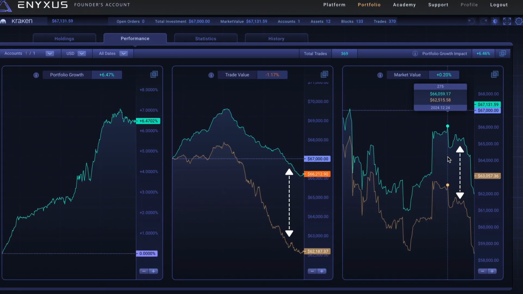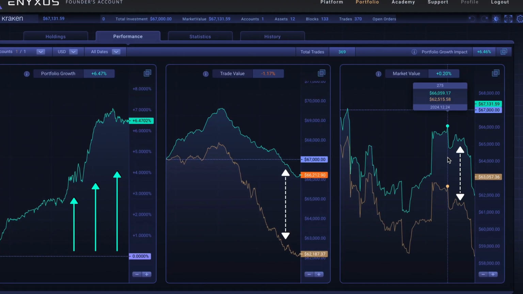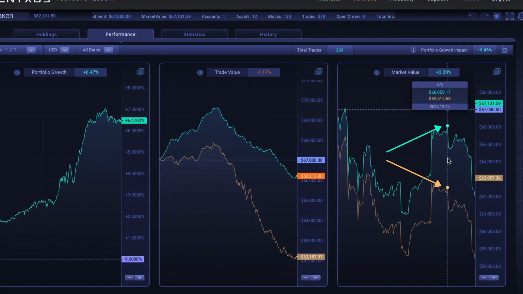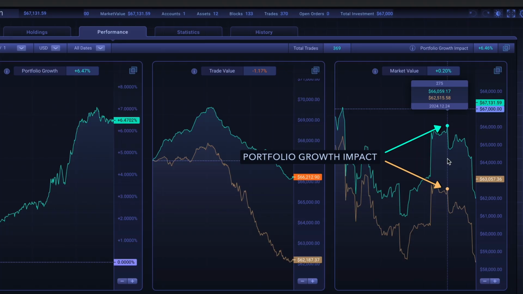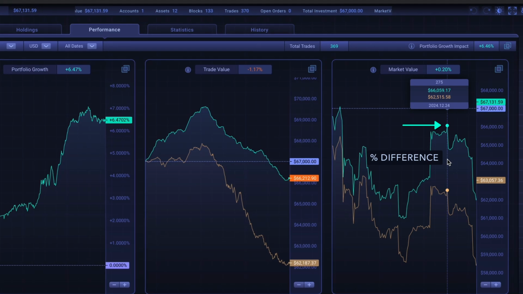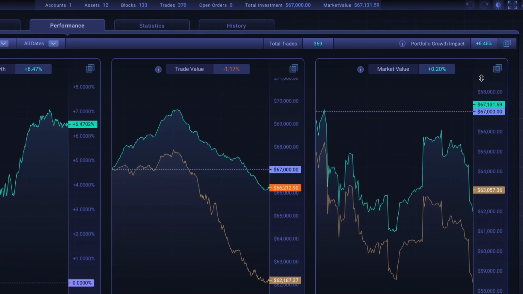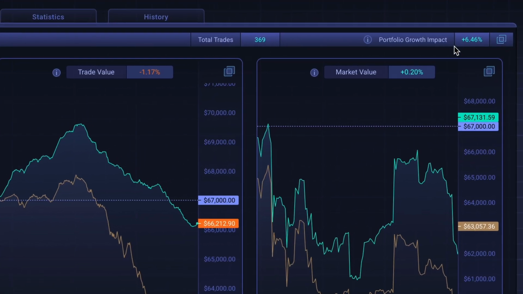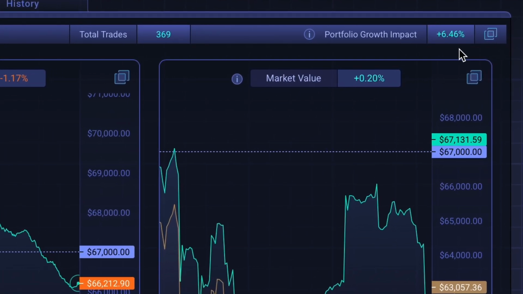Over time, the difference between these lines and our actual trade results highlight how the gains in our portfolio growth graph translate into additional value over a buy and hold scenario. The difference between the two lines is driven by the gains in portfolio growth, and it is what we refer to as portfolio growth impact. This represents the percentage difference between the value of our current assets and the value of their original starting quantities. Simply put, our portfolio growth impact shows that our portfolio is currently 6.46% higher in value than having simply bought and held the original starting quantities of all of our assets and not had made any trades.